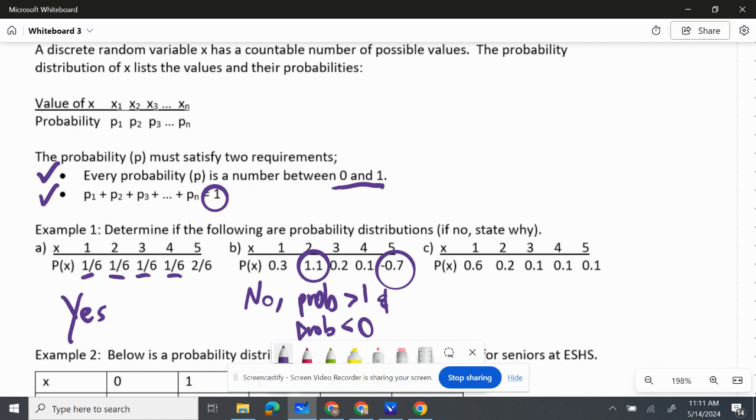So for the next one, we see that all the probabilities are in between 0 and 1. 6, 7, 8, 9, 10, 11. We see that the sum of the probabilities is over 1. So the answer once again is no, because the sum of the probabilities is over 1.